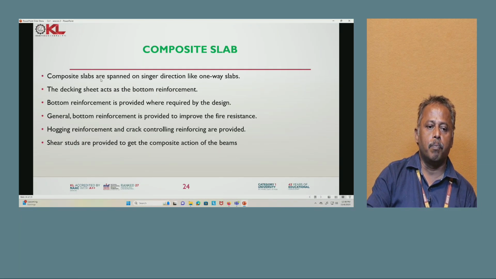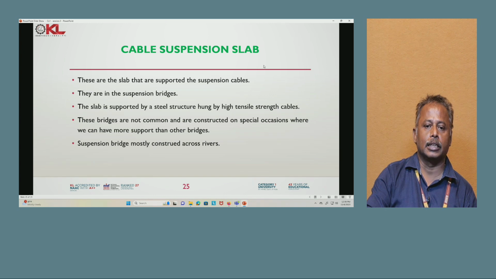The composite slabs are spanned in a single direction like one-way slabs. The decking sheet acts as the bottom reinforcement, and bottom reinforcement is provided where required by the design. Generally the bottom reinforcement is provided to improve the fire resistance. Then hogging reinforcement and cracking control reinforcement are provided, and shear studs are provided to get the composite action of the beams.